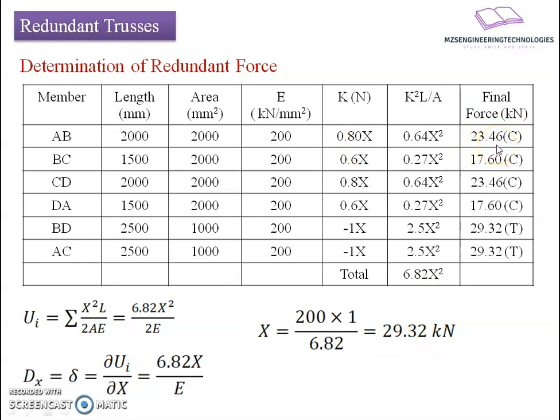It works out to be 23.46 kilonewton, compressive in nature. Similarly, I will do the same for all other member forces. For the member BC, 0.6 times X was the coefficient, meaning 0.6 times 29.32, which is 17.60 kilonewton, compressive in nature. And likewise I will find the member forces in all members with reference to the redundant force.